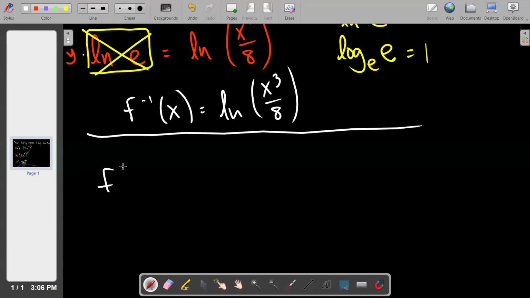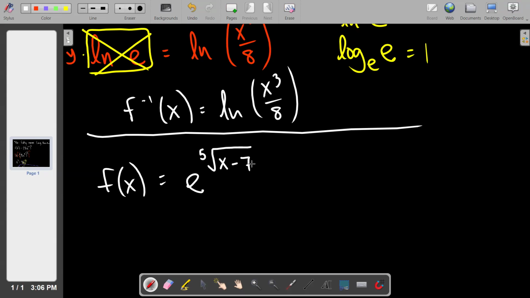Your next function is f of x, and it's going to be e to the power of the fifth root of x minus 7. This problem is so much easier than you think, and until you remember logarithms, it's impossible.